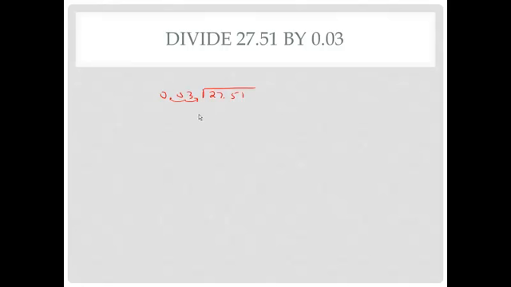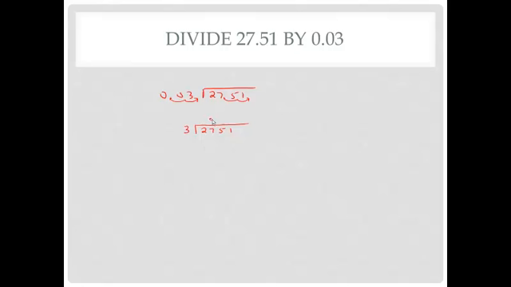Now again, this is kind of like fractions. Whatever you do in one place, you have to do in the other place. So if I move my decimal over 2 places here on the outside, I have to move it over the same amount of times on the inside. So 2 places. And then I can rewrite that as 3 going into 2751. Then it's simple division from there.